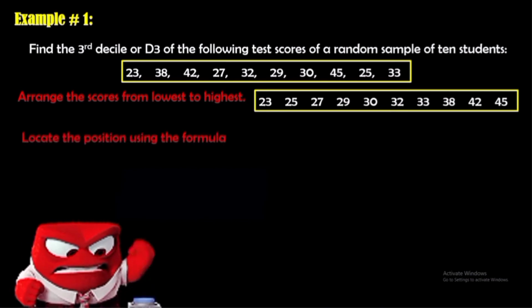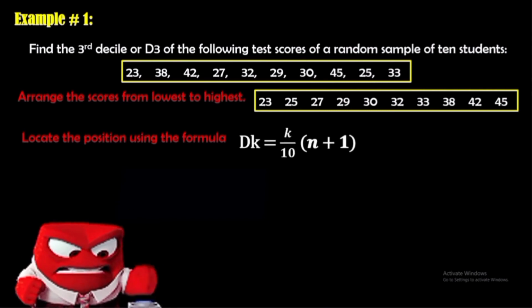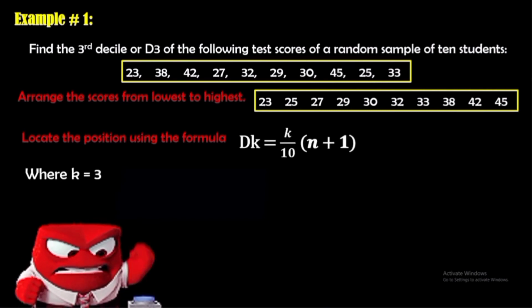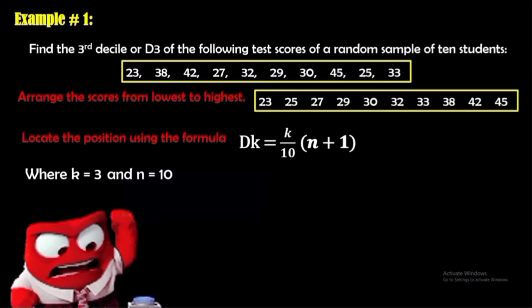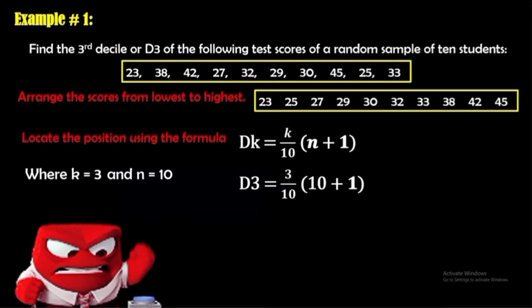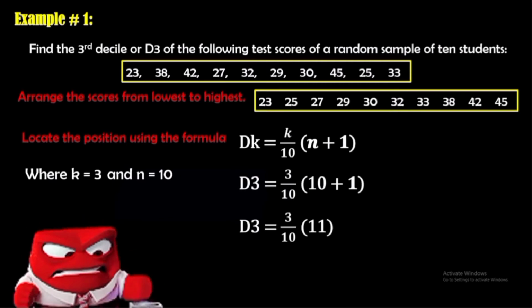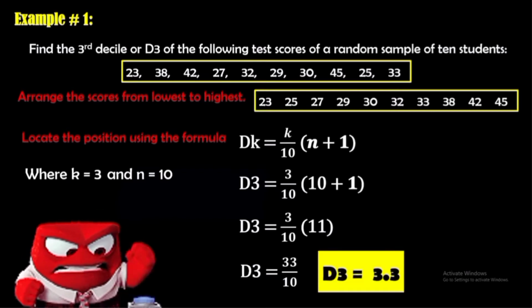Locate the position using the formula. Here is the formula, where k is equal to 3 and n is equal to 10. Now substitute the given values. 10 plus 1 is 11. Then we have 33 divided by 10. Our third decile position is 3.3.